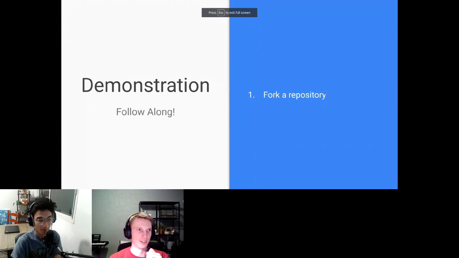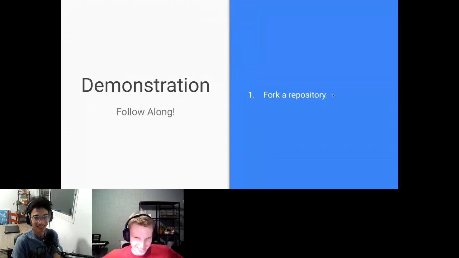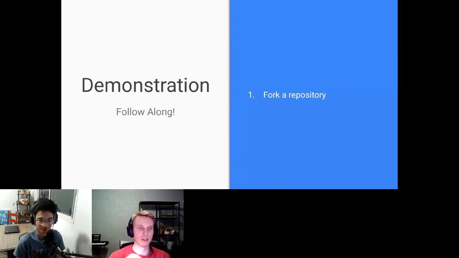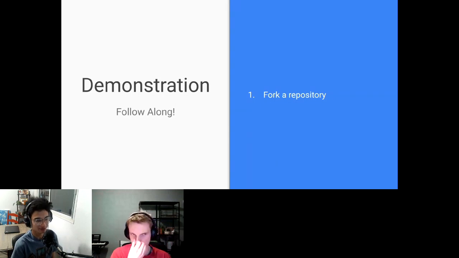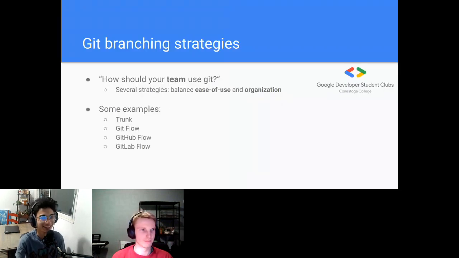Sorry, I don't know if we mentioned that. But you want to go to that link, click fork, click create, and then you should have that repo forked on your GitHub account. Okay. Sorry for not making that clear. No, it's all good.